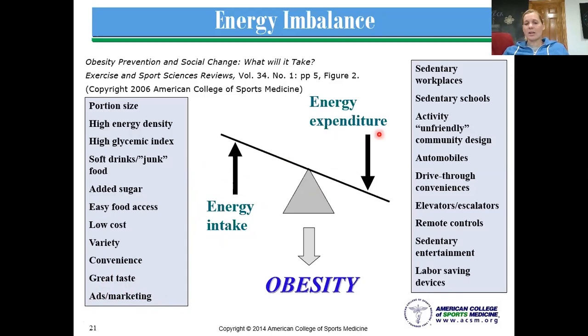Let's take a look at what's contributing to a slowdown or a decrease in our energy expenditure. Sedentary workplaces. You think about like 1940s, 1950s, we did a lot of manual labor, right? So guys worked in a factory or on a farm or did something physical. So they were burning a lot of calories from that physical labor, right? Now more people are working at desk jobs or someplace where they're just sitting, okay?